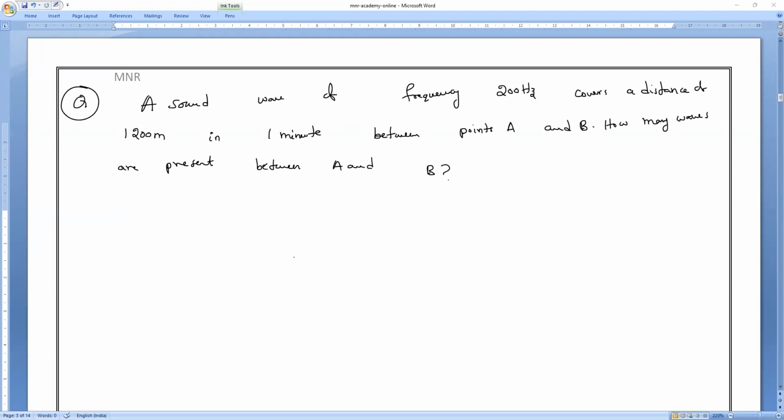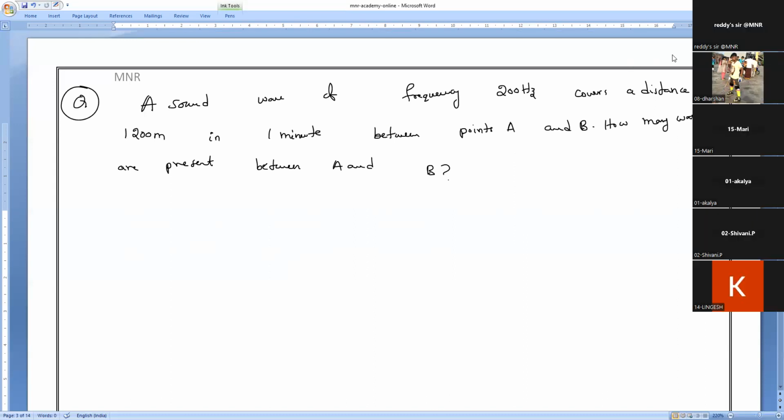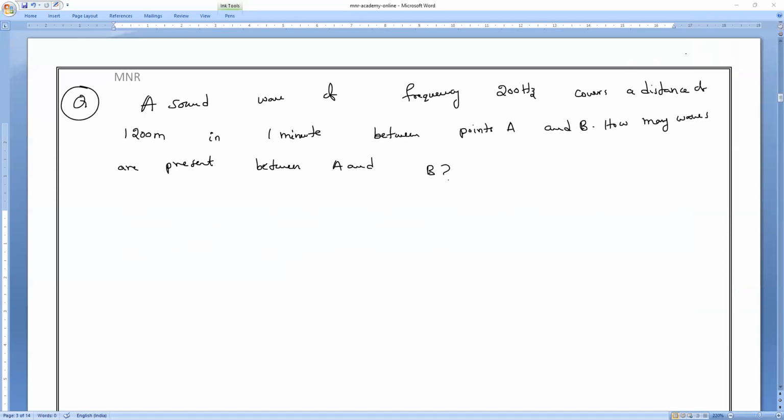What is the question they're asking? A sound wave of frequency, what is the frequency? 200 hertz, sir. What do you mean by frequency first? Frequency means the total number of oscillations, or wavelengths, per second. Per 1 second. That is what it is called. So now you all understand.